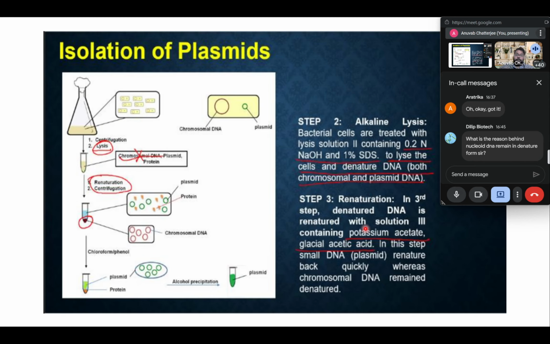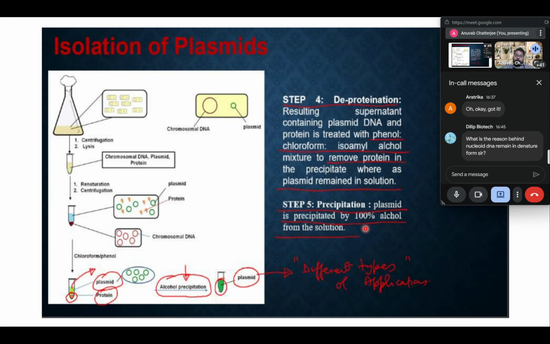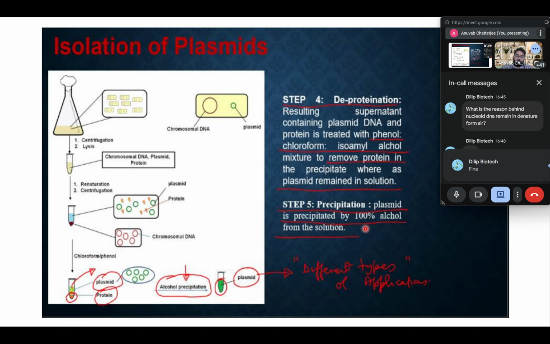Do not shake. If you shake, then genomic DNA will break, fragment, and form smaller fragments which are around the same size as the plasmid. So as the plasmid gets back into solution, that will also renature back. So that is why genomic DNA stays denatured. Is that fine, Dilip? Yep. Okay.